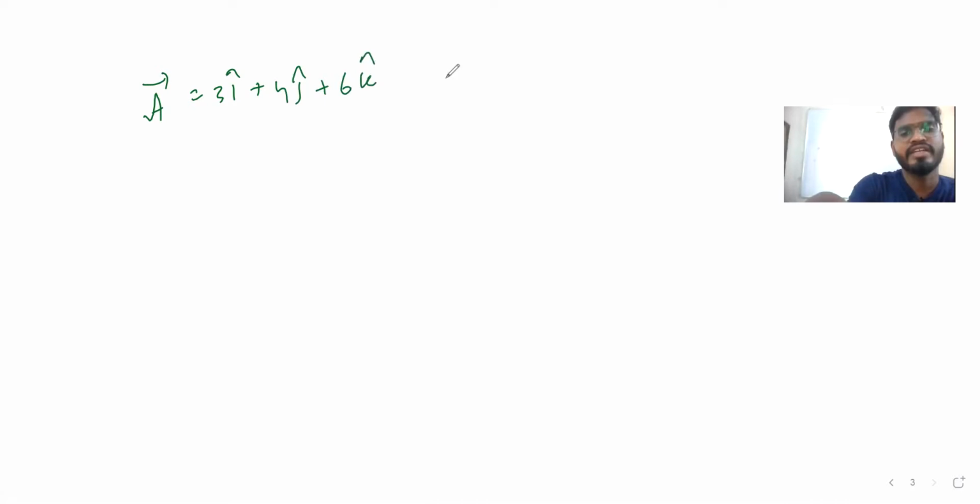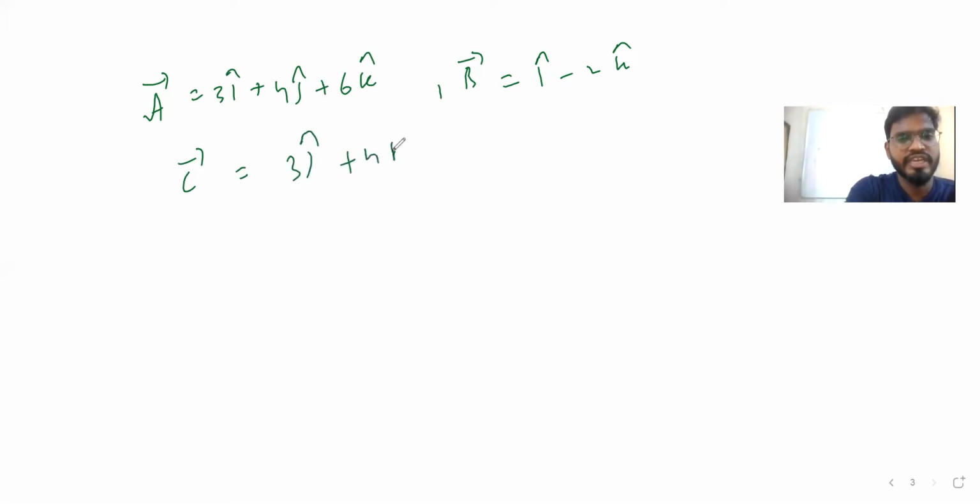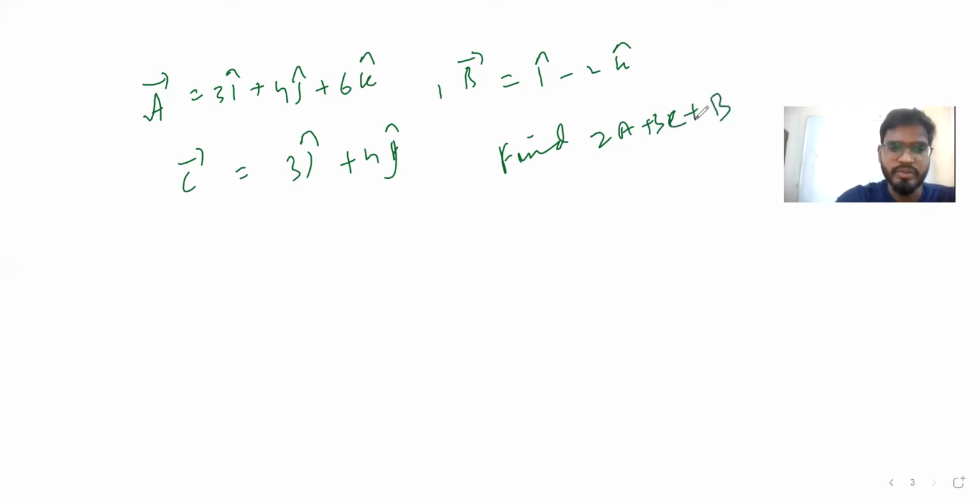Now think, suppose somebody gave you a question like this: vector a is equal to 3 i cap plus 4 j cap plus 6 k cap. Vector b is 1 i cap minus 2 j cap k cap. Vector c is equal to 3 i cap plus 4 j cap only. So they're asking find 2a plus 3b plus 3c plus b. Find the resultant. What will be the answer?